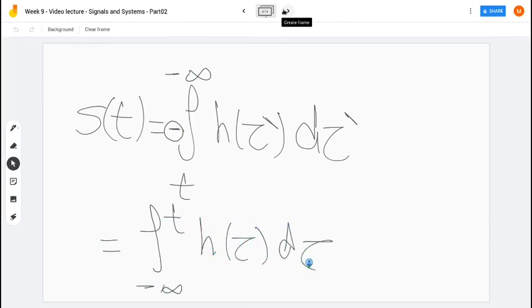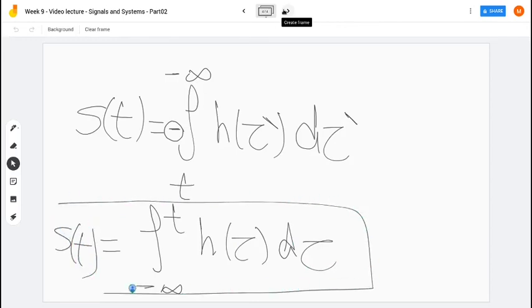And this is the definition of the step response in terms of the impulse response: integration from minus infinity up to t of h of tau d tau. In discrete time systems, we had a similar definition: s of n is a summation from minus infinity up to n of h of m.